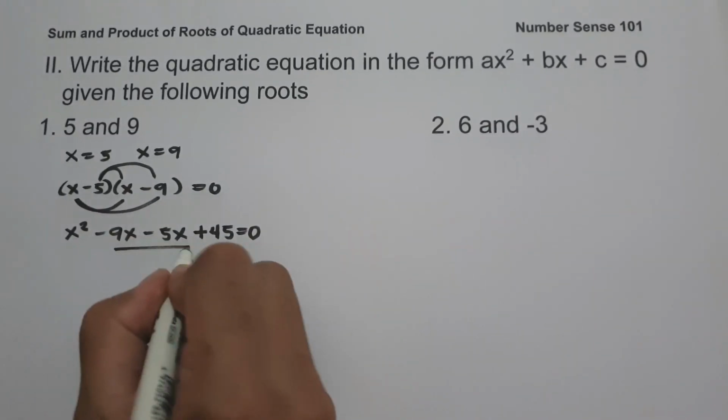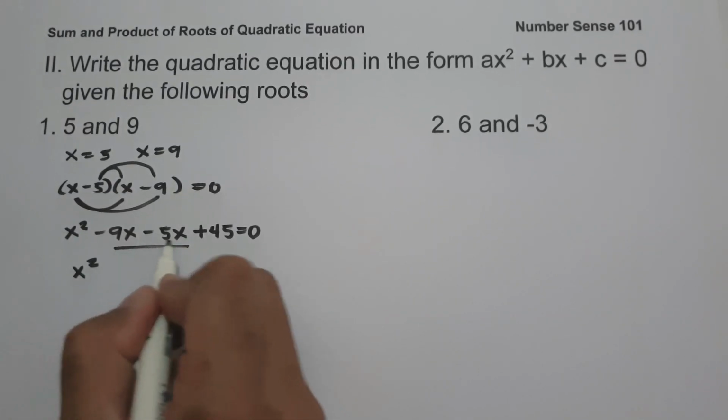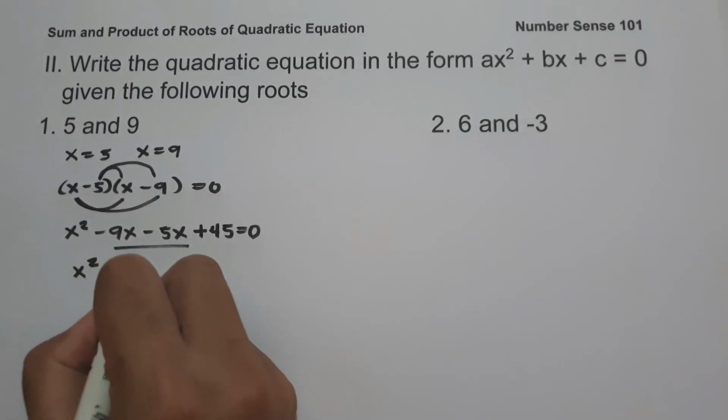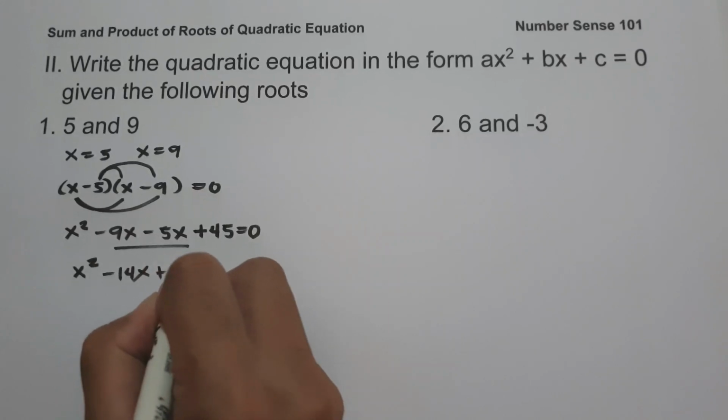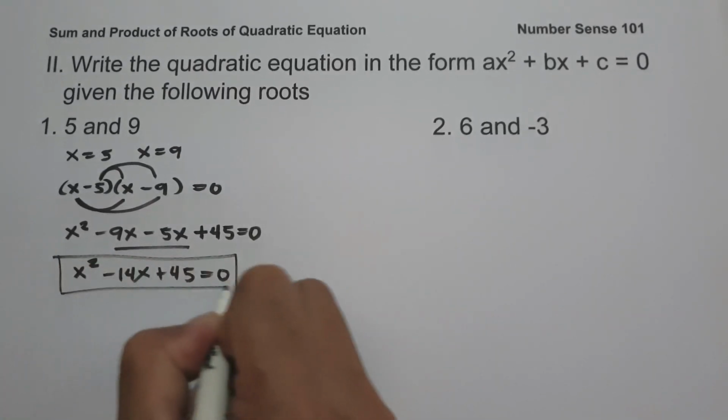So let us combine like terms. This will be x squared. Negative 9x minus 5x is negative 14x plus 45 equals 0. And this will be our answer.